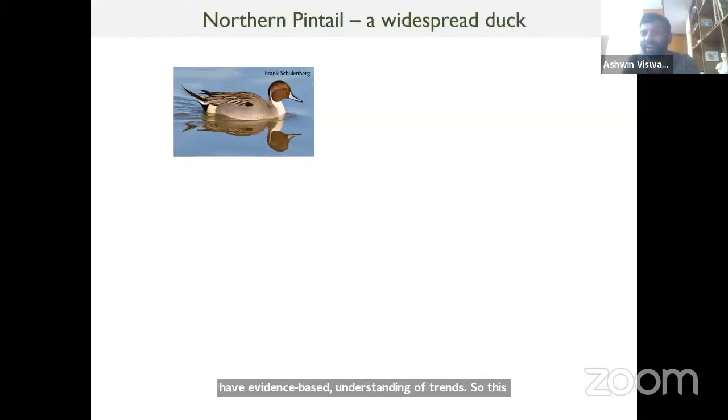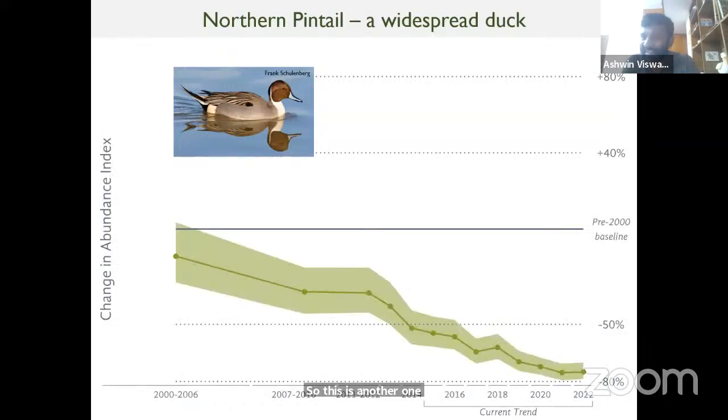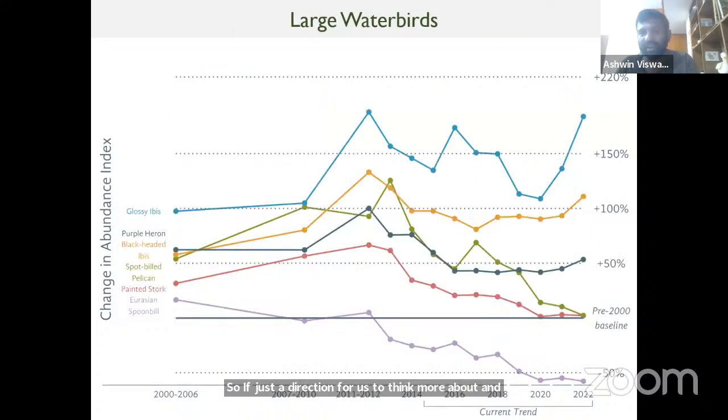So this is another one, northern pintail, a relatively common duck, which unfortunately has crashed. Unlike peafowl, there's been a huge decline in northern pintail. We still see it in many wetlands, but we are 80% less likely to see it today than 30 years back. So it's just a direction for us to think more about and understand why this is happening and eventually try and do something about it.